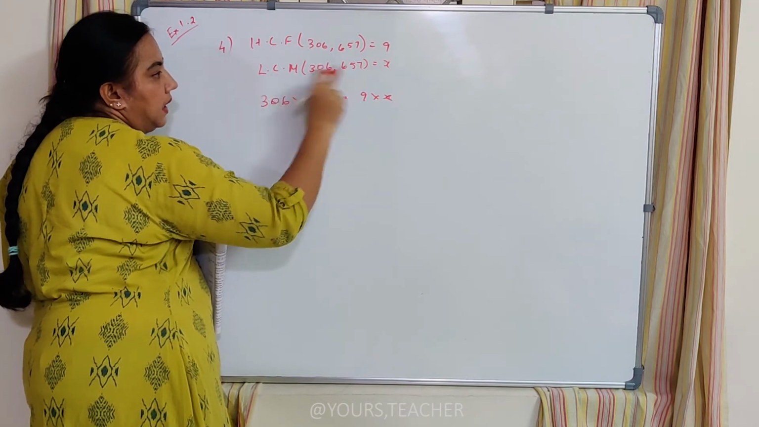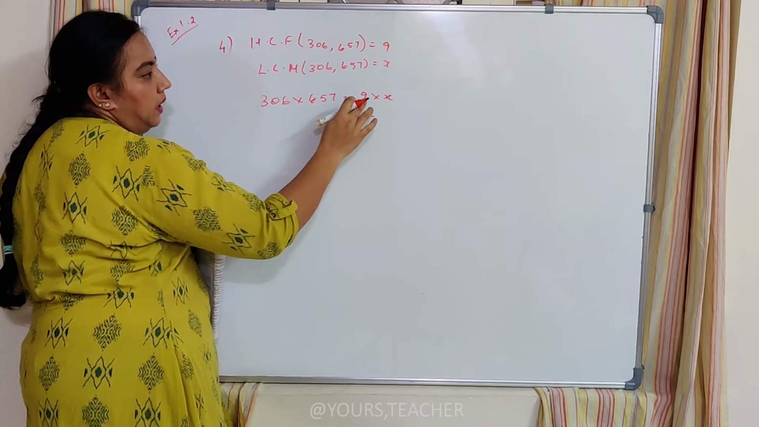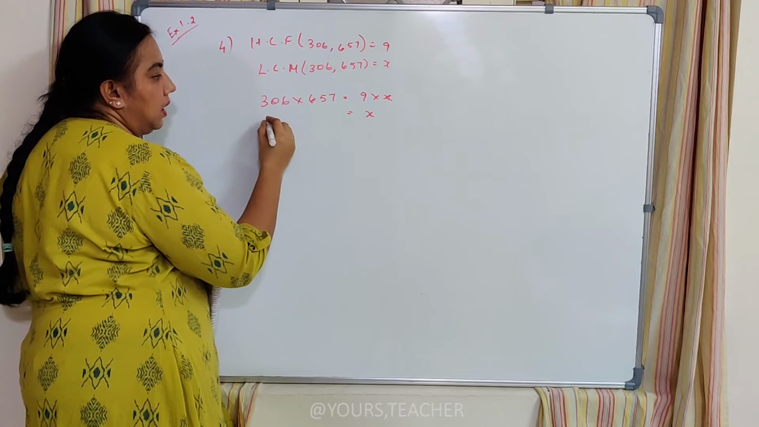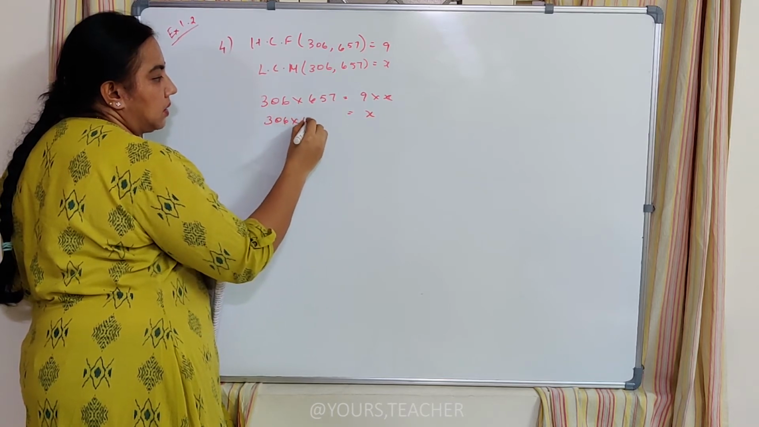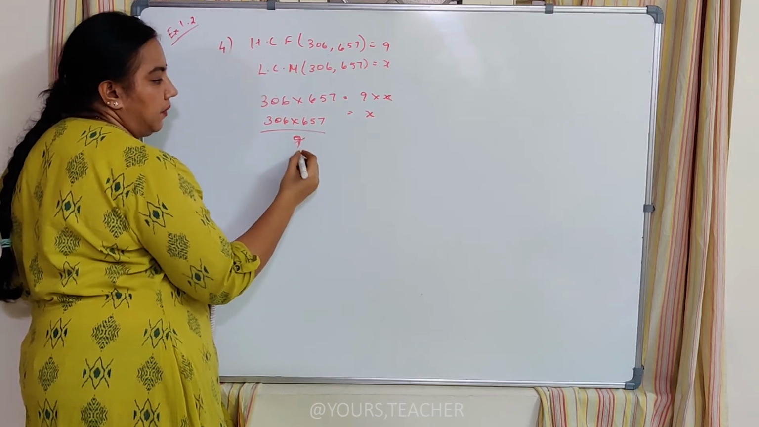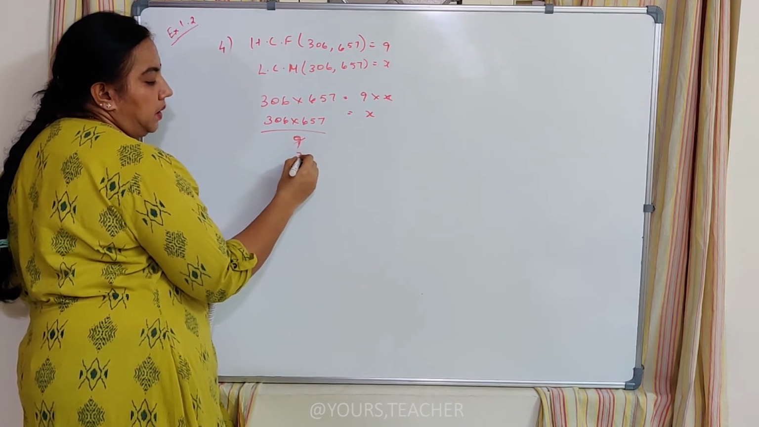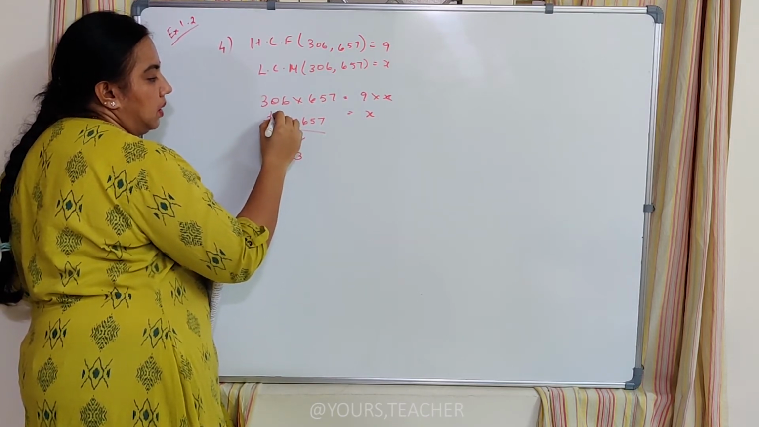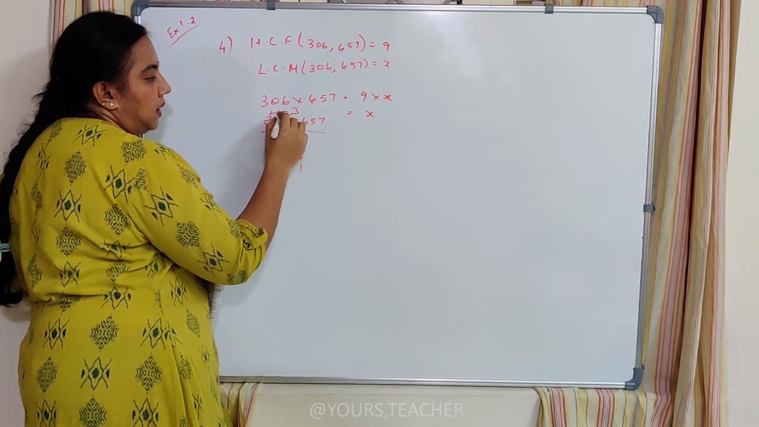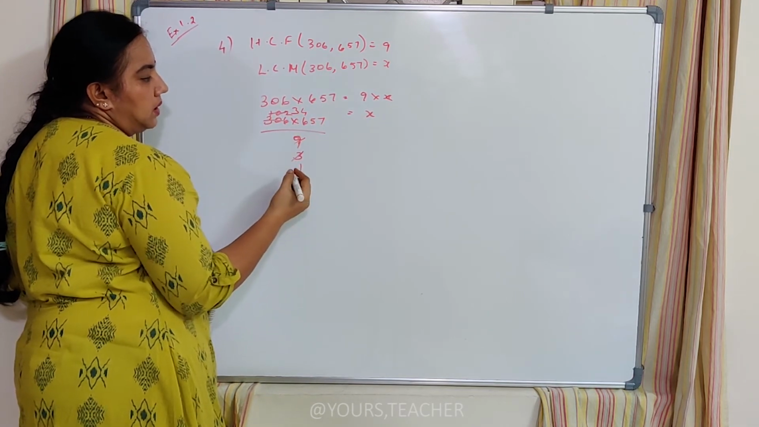I want to find x, the LCM. So let me leave the x there. Bring the 9 here. When it crosses the equal to, it becomes division. Everyone knows that. So 306 into 657 divided by 9. Shall I use the 3 table to simplify? Instead of directly multiplying and dividing, let me simplify and then multiply. So 3 times, 1 time, 0, 2 times. Again I am using the 3 table to simplify. 3 times I get a remainder 1, 12, 4 times. So I get 34 into 657.